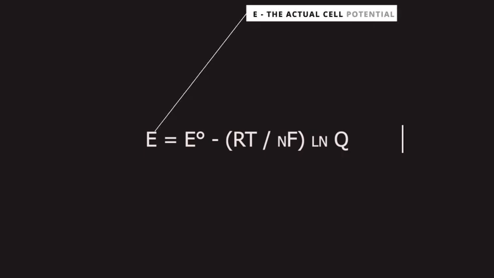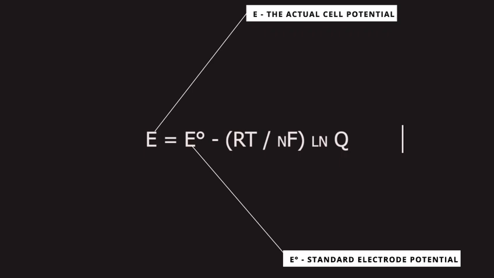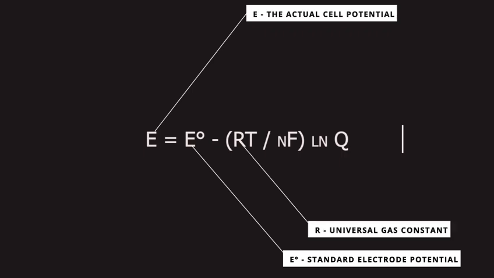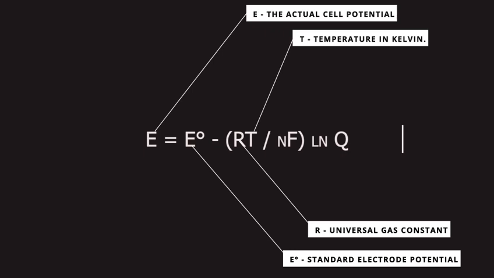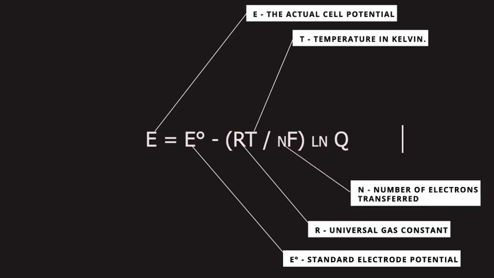Here's what each term means. E, the actual cell potential. E naught, the standard electrode potential measured under ideal conditions. R, the universal gas constant equal to 8.314 joules per mole per Kelvin. T, the temperature measured in Kelvin. n, the number of electrons transferred in the reaction.